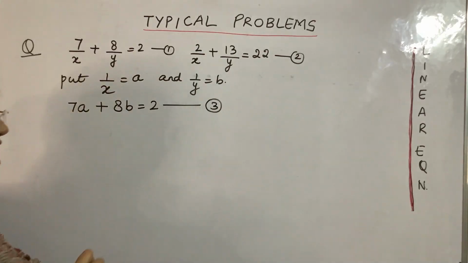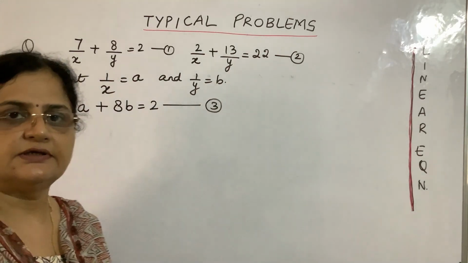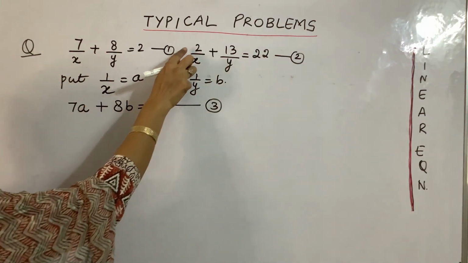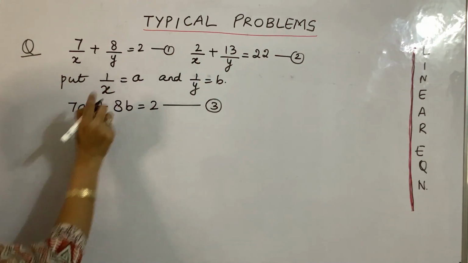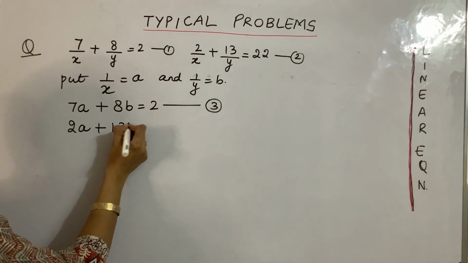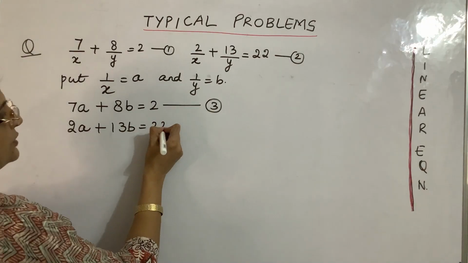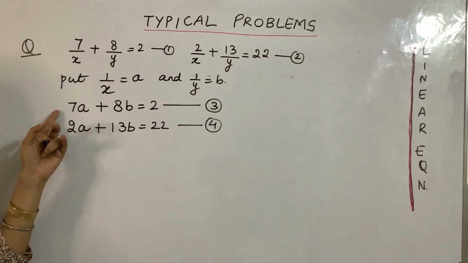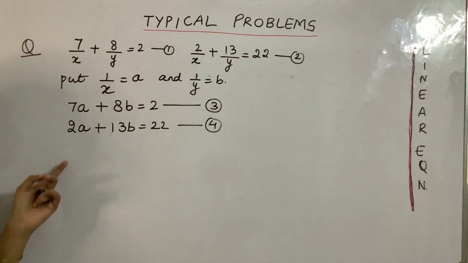Now we have changed the equation. So let me say this is the third equation we have got. And what about this equation? 2 into 1 upon x, 1 upon x is a. So this becomes 2a plus 13b is equal to 22. Now we have got these two equations and we can solve them using any method.